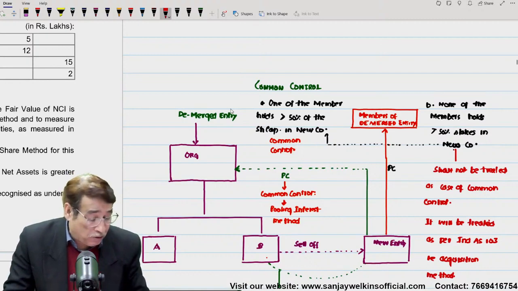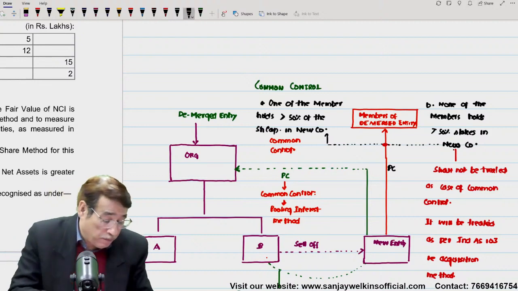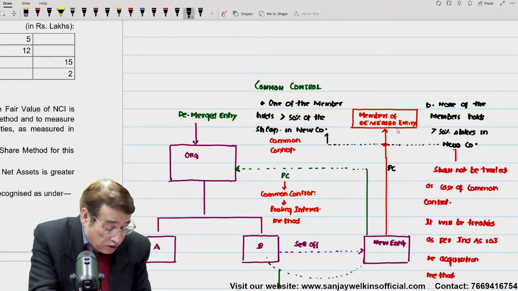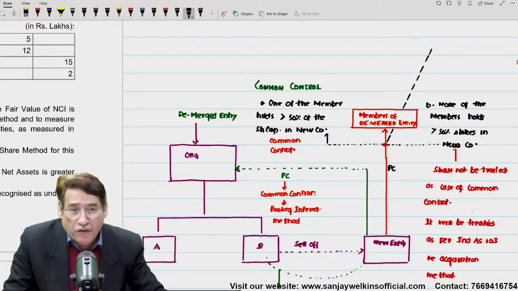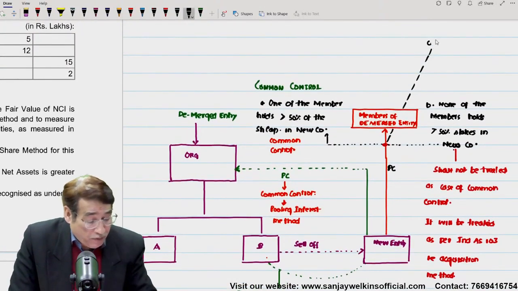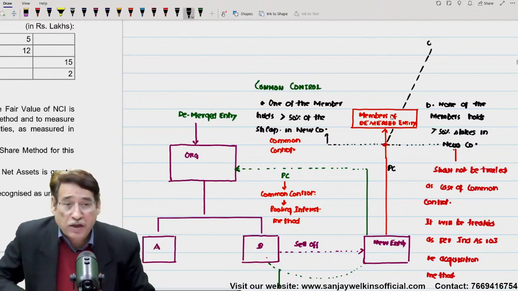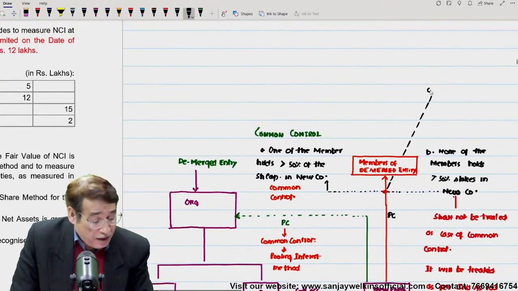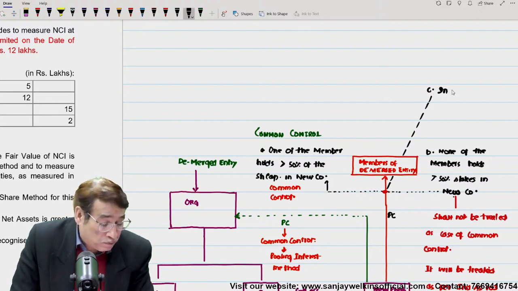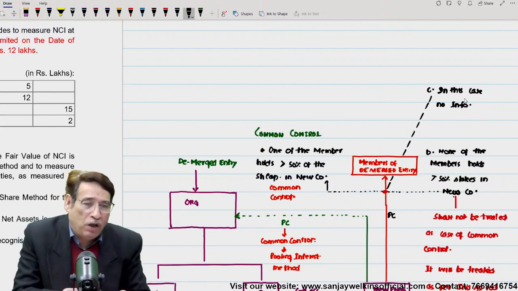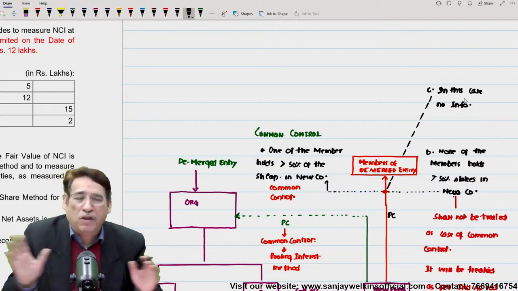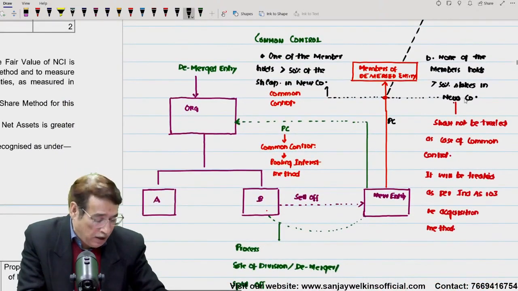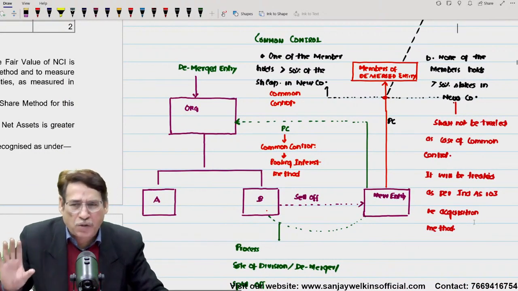Now there could be a third situation also. The third situation is like this: this is A, this is B, and now this is C. The new company has given the consideration to the members of the demerged entity, correct? And in this case, nothing is given in the question. When I say no information, what does it mean? There is no information with respect to whether any shareholder is having more than 50% of share capital or not. That means the question is absolutely silent. The question is simply saying that the new entity is delivering the consideration to the members. Only this much information is available in the question.